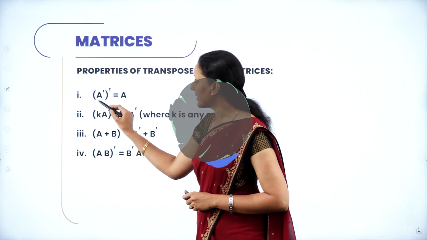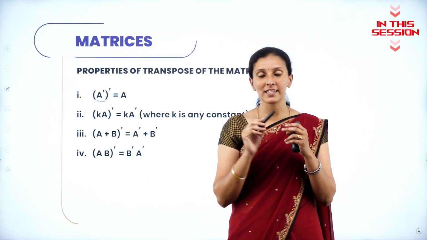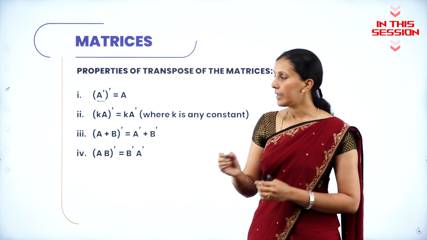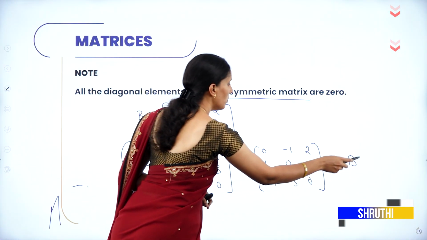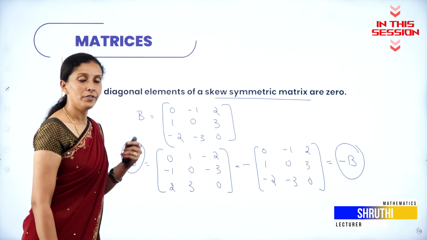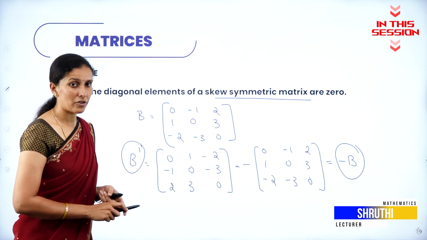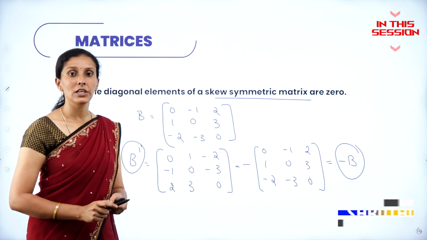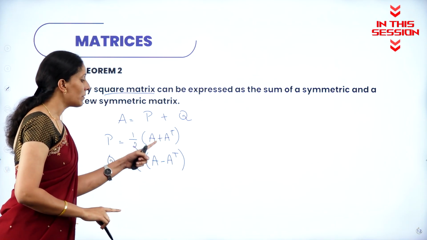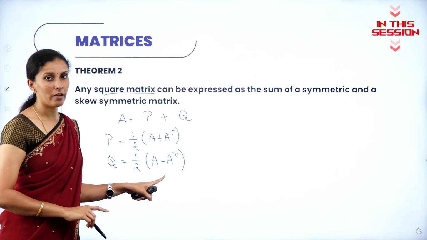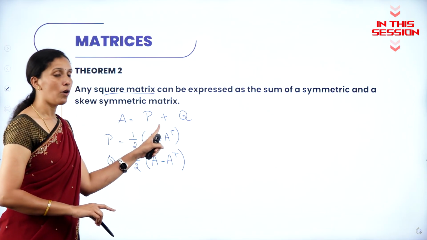The first property says if you transpose the same matrix twice, you will get back the matrix A. Whenever the transpose of a matrix is equal to minus of that matrix, that is negative of the matrix, then it is called a skew symmetric matrix. Any square matrix can be expressed as a sum of a symmetric as well as a skew symmetric matrix in the way A is equal to P plus Q.